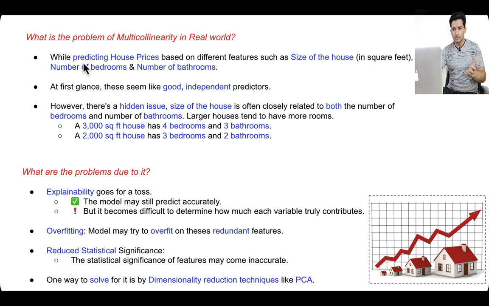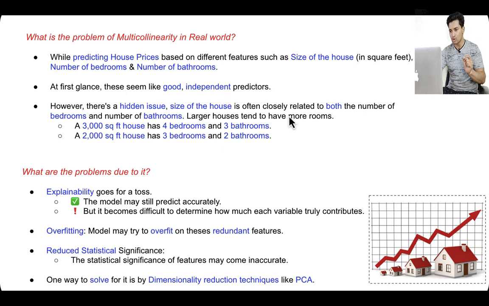Suppose we are solving a machine learning problem to predict house prices, and we have taken three different features: the size of the house in square feet, the number of bedrooms, and the number of bathrooms. At first glance it seems good, and all the predictors seem like good independent predictors. However, there is a hidden issue.